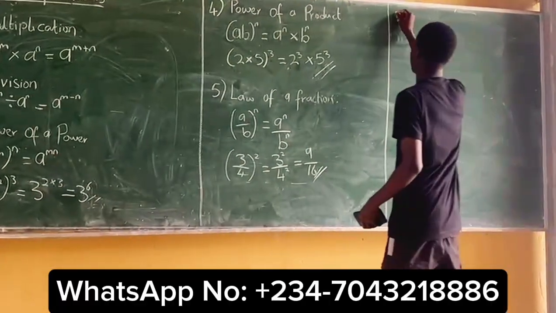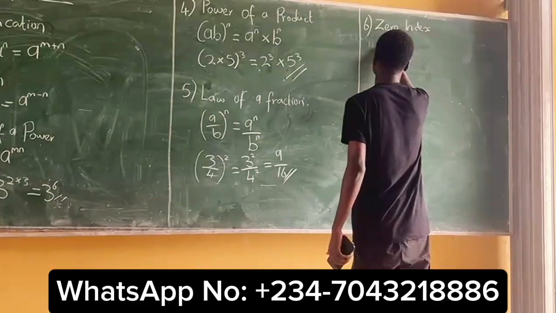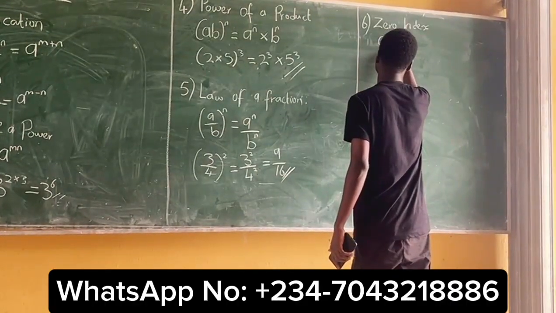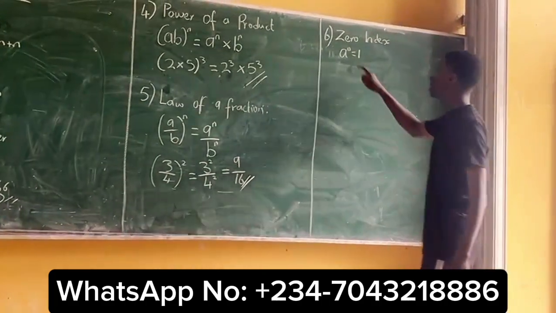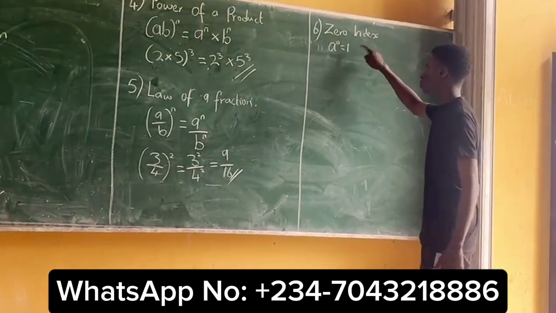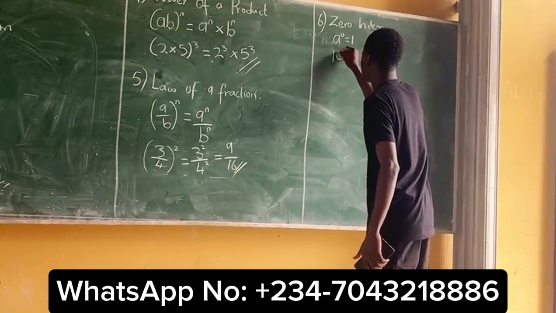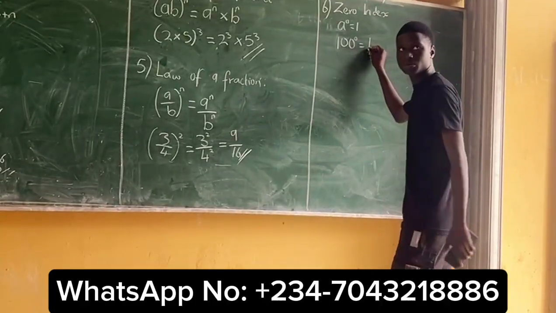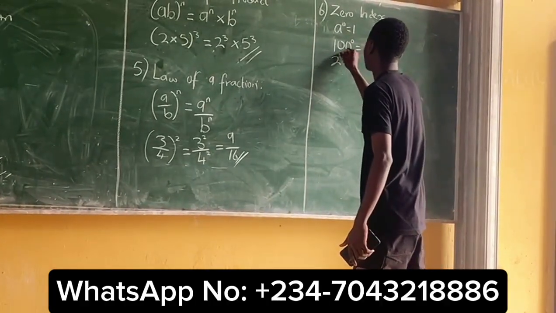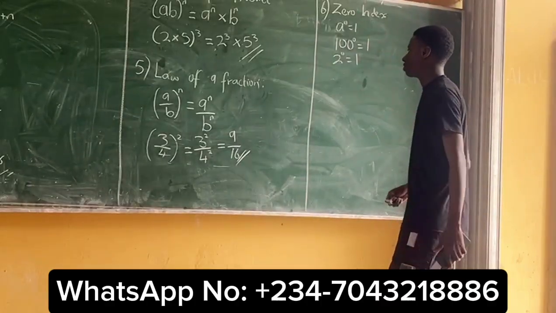We look at the next law. We call it the zero index law. For the zero index law, it states that anything raised to the power of 0 equals 1. a to the power of 0 equals 1. 100 to the power of 0 is equal to 1. 2 to the power of 0 equals 1. So that's for the zero index law.